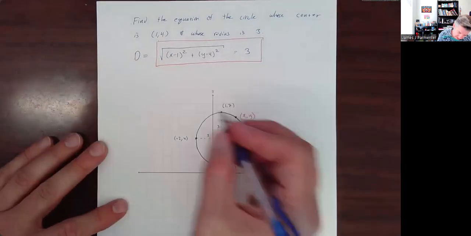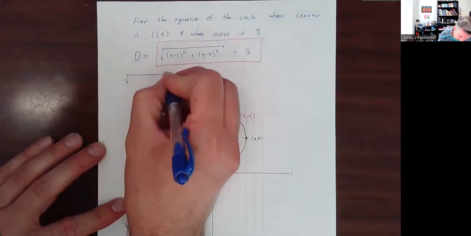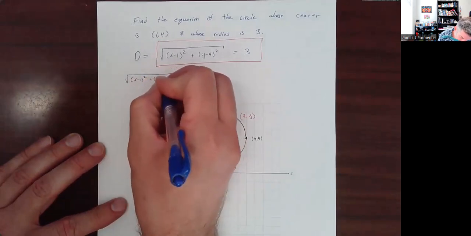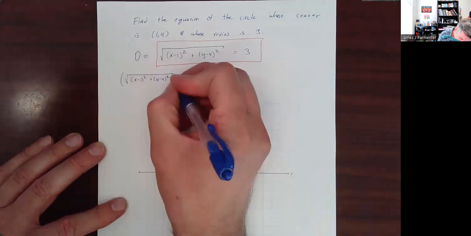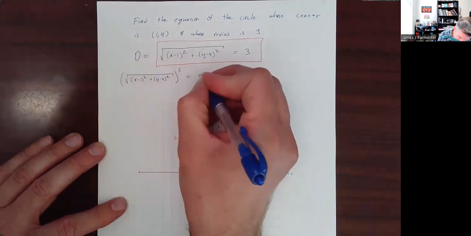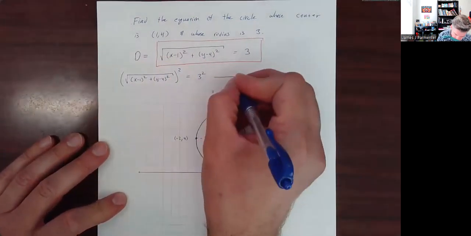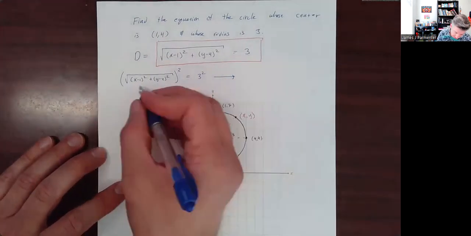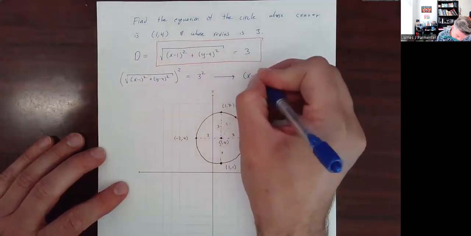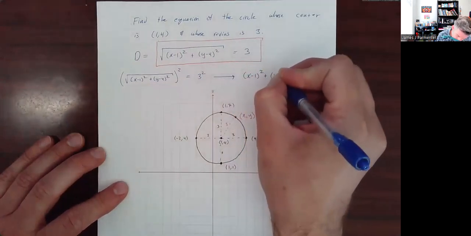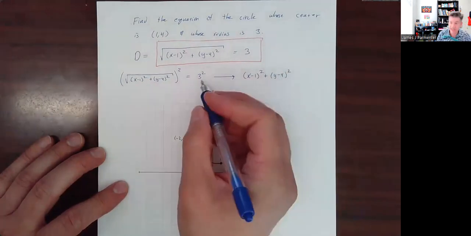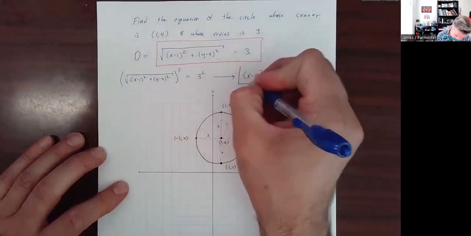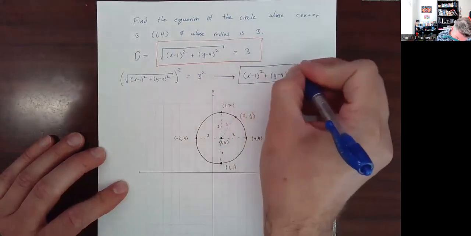So if we square both sides, and I'm going to write it out, we're going to have the square root of x minus 1 squared plus y minus 4 squared equal to 3 squared, which is then going to lead to, when you square a square root, they undo each other. So you're just going to get the inside stuff here, which is x minus 1 squared plus y minus 4 squared. On the right-hand side, 3 squared is 3 times 3, which is 9.